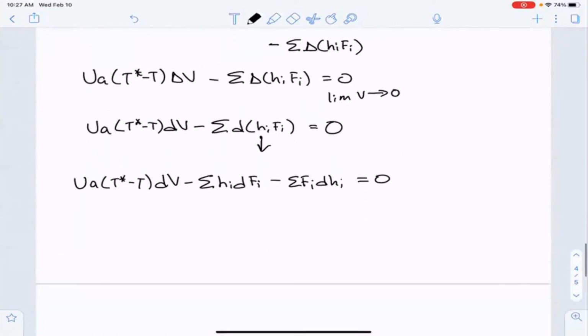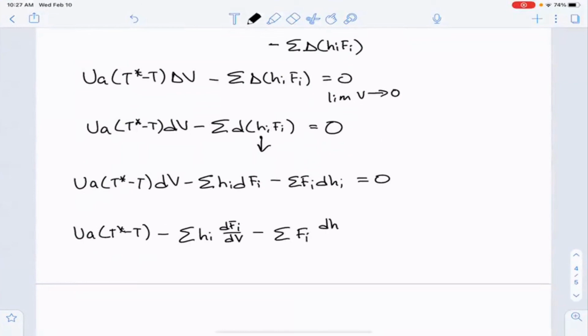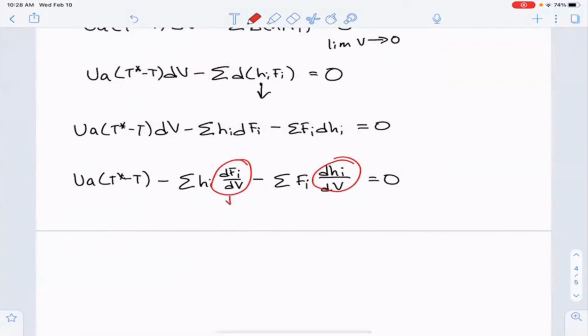And I'm going to divide through by dV. And you end up with UA times T star minus T minus the sum of Hi dFi/dV minus the sum of Fi dHi/dV is equal to 0. And we're almost there because we actually already know this and this. So remember, for a PFR, dFi/dV is just equal to Ri.